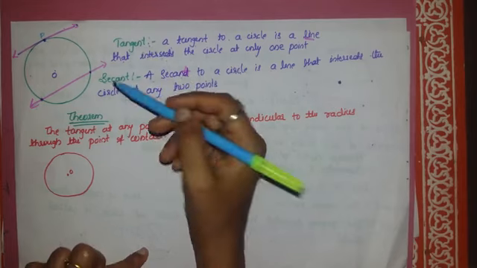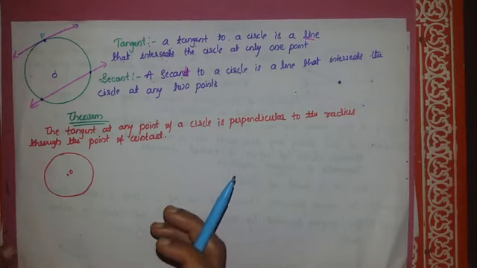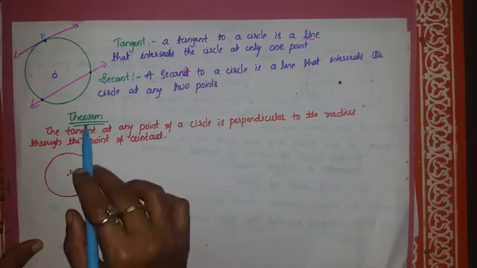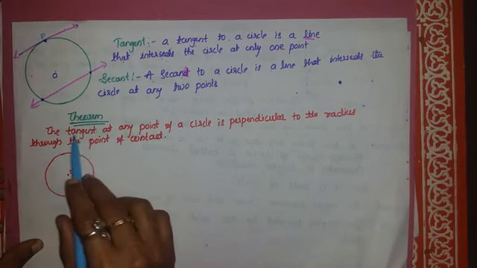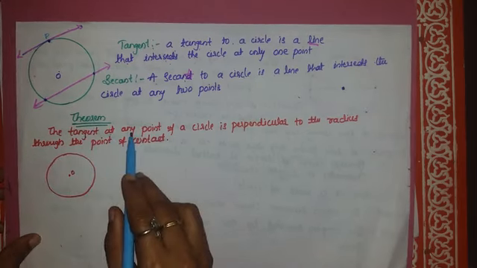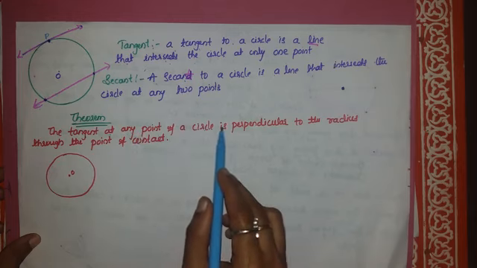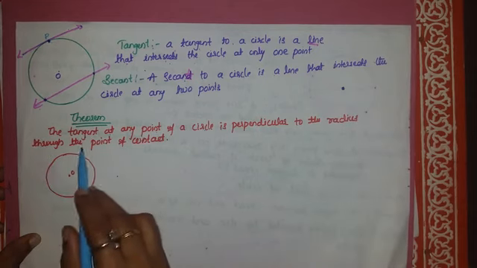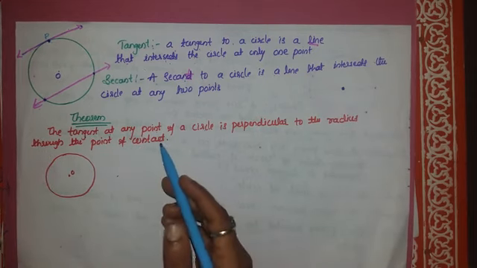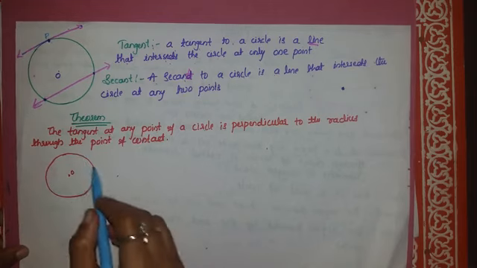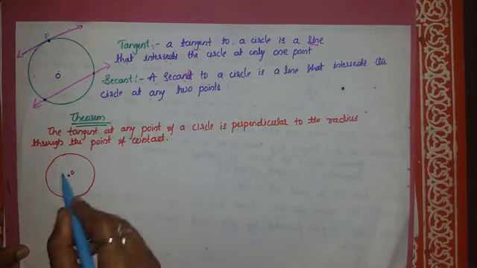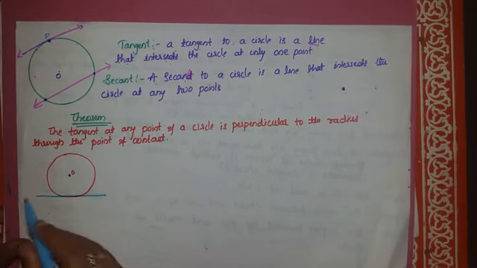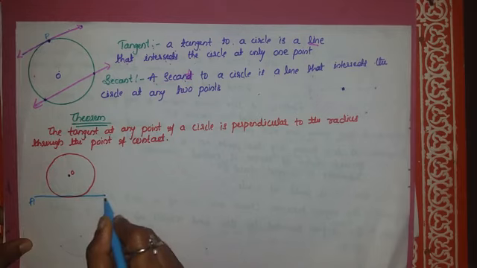Now we will learn the theorems which are important parts of the circle. The first theorem: the tangent at any point of a circle is perpendicular to the radius through the point of contact. Here this is a circle with center O. I will draw a tangent here, and I call this tangent AB.